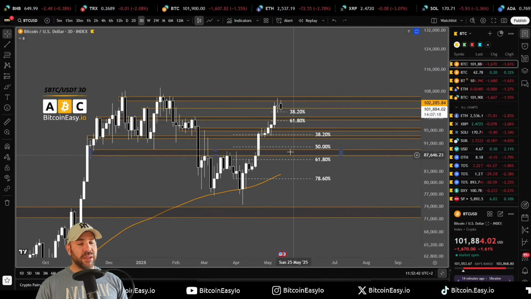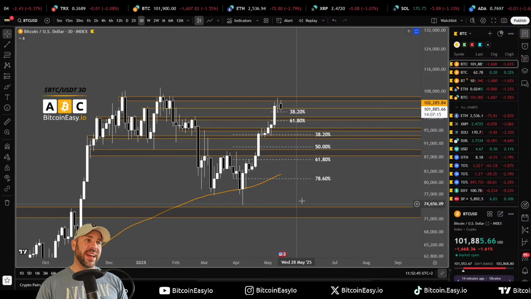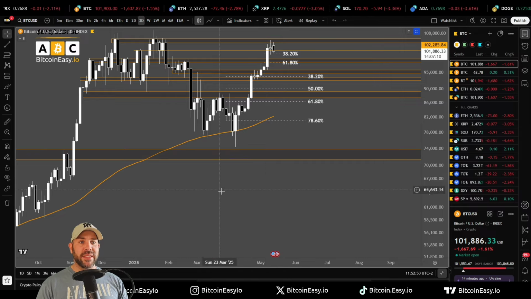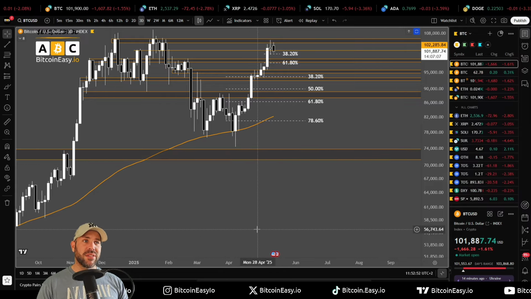There's always a scenario on the table that we could go slightly lower before that happens. And then this is the key area, of course, that's all decisive. If that would break, then that would be very clear indication that we're moving into a bear market.